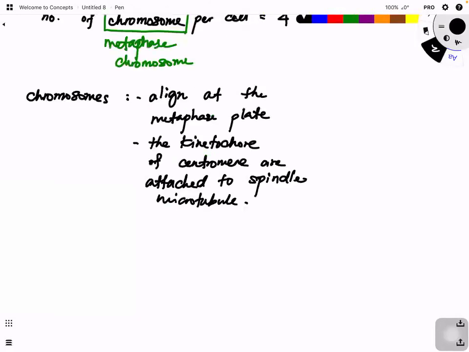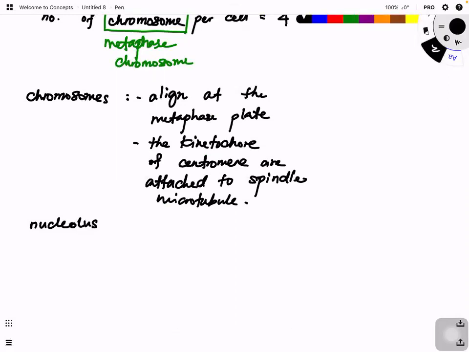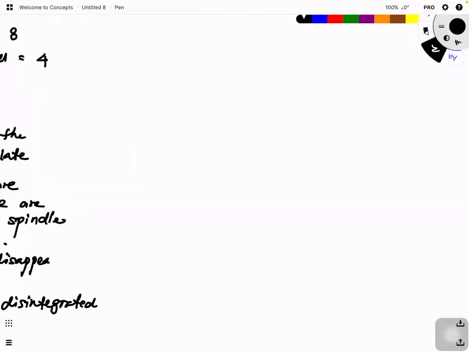Now, how about the nucleolus? The nucleolus completely disappears. The nuclear envelope is completely disintegrated. Okay, then the centrosome or centriole.